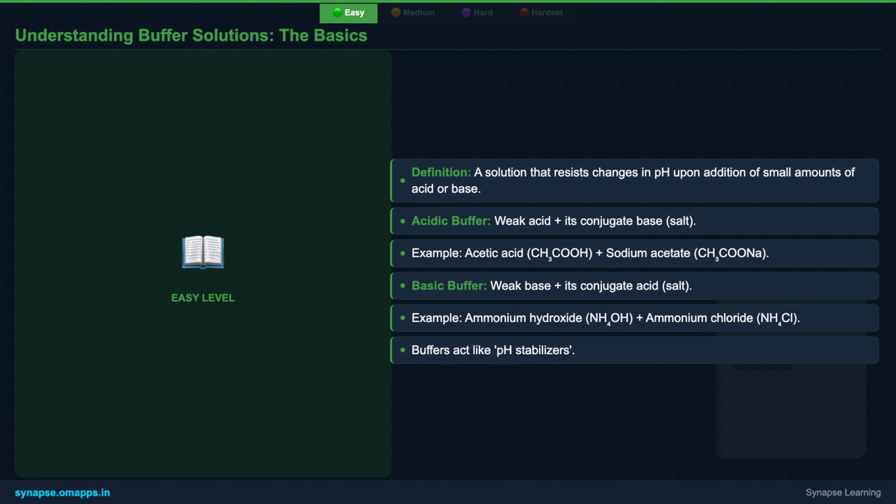We'll then look at its key components: a weak acid and its salt, conjugate base, for an acidic buffer, or a weak base and its salt, conjugate acid, for a basic buffer. For instance, a common acidic buffer is acetic acid and sodium acetate. Understanding these components is the first step to grasping how buffers work.